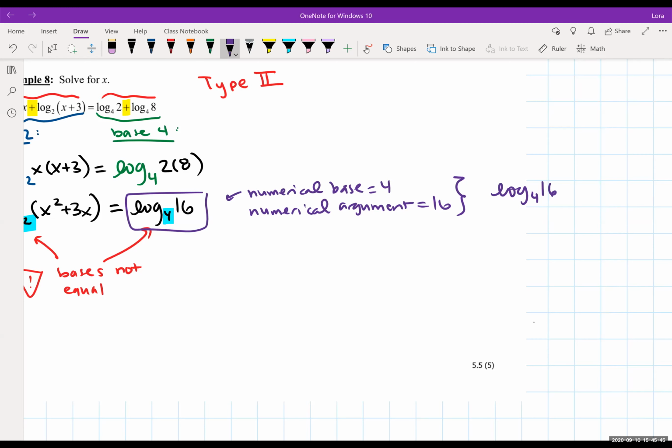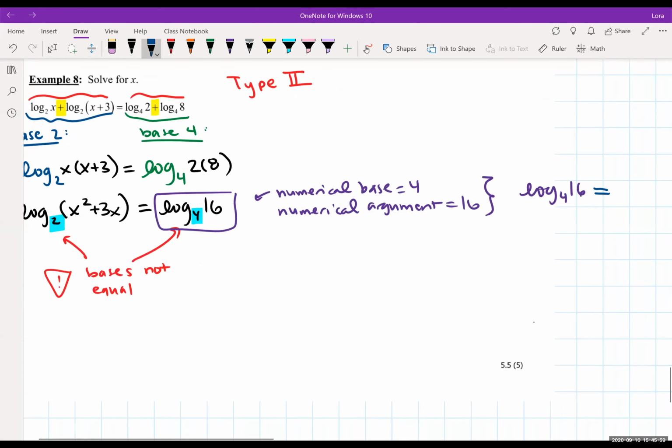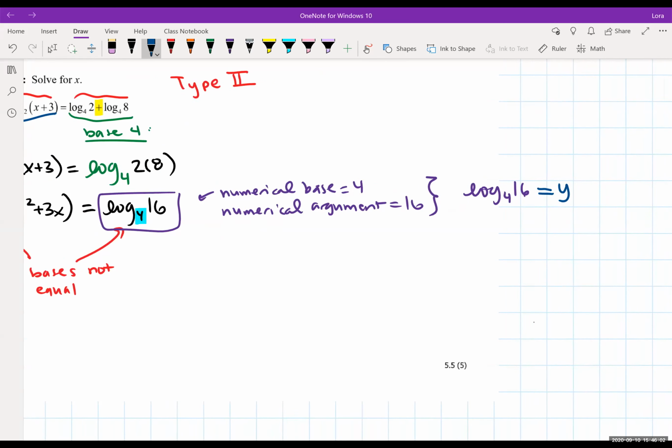If my TI has that capability, I can type that in. If I don't have a TI around, I might say, I don't know what that number is, but I can set it equal to a variable. To avoid confusion, I won't use x because that's in our equation, so let's use y. If you're evaluating this, you can convert it to exponential form: 4 to the y equals 16. Then it's an exponential equation, so I can try to match the bases. 4 and 16 come up very commonly. 16 is 4 squared. So the bases match, and we set the exponents equal.